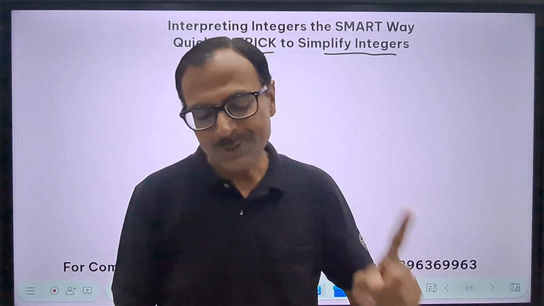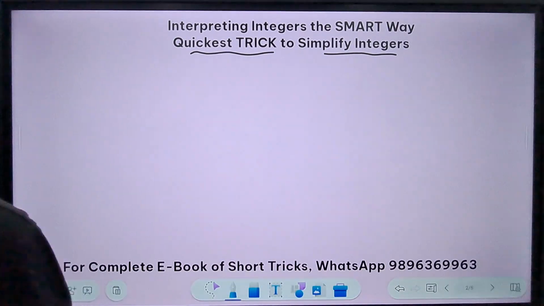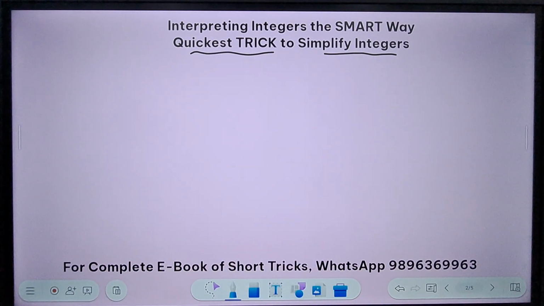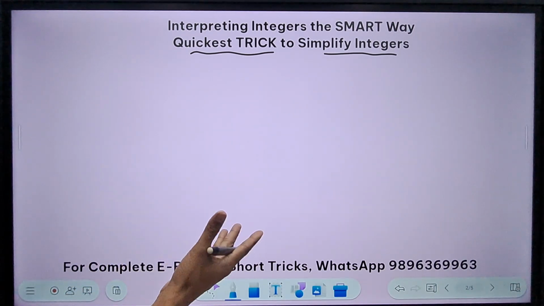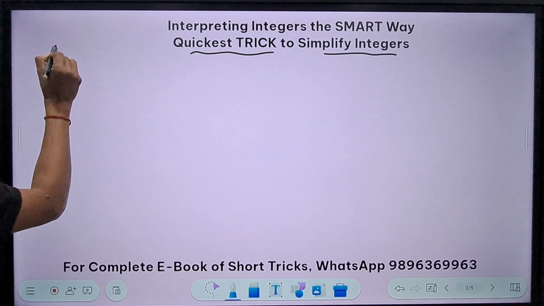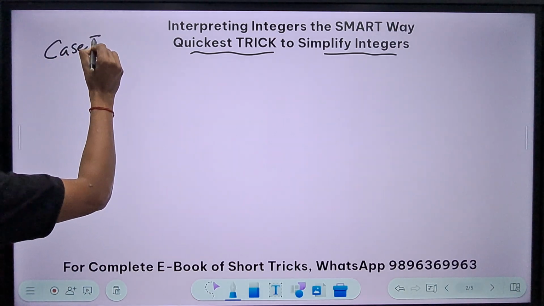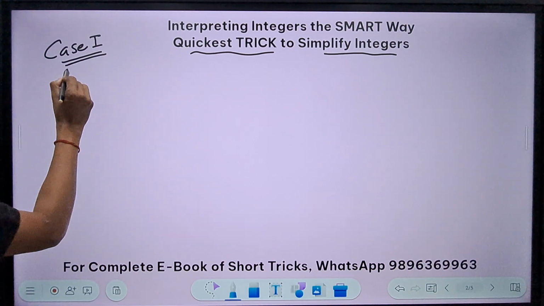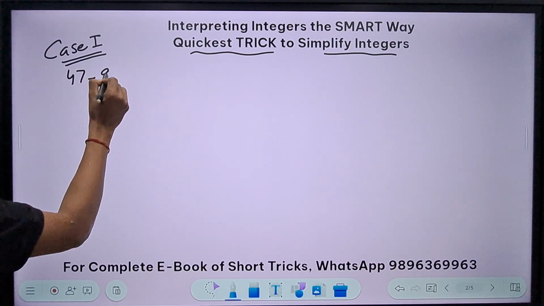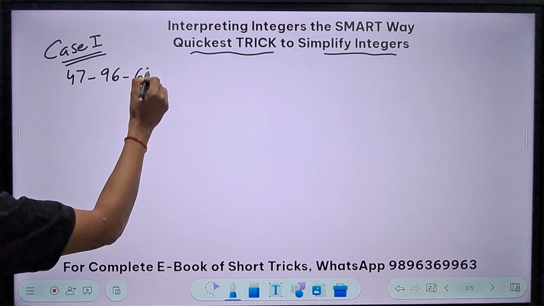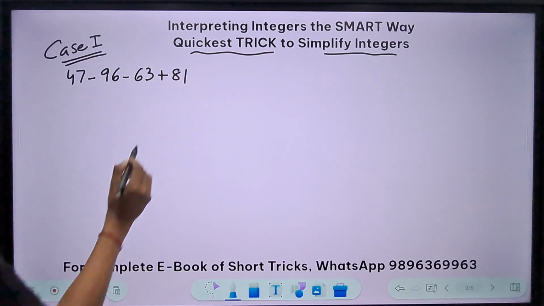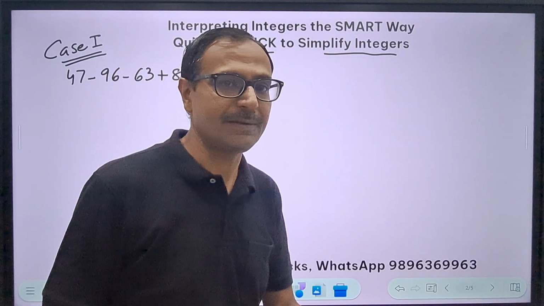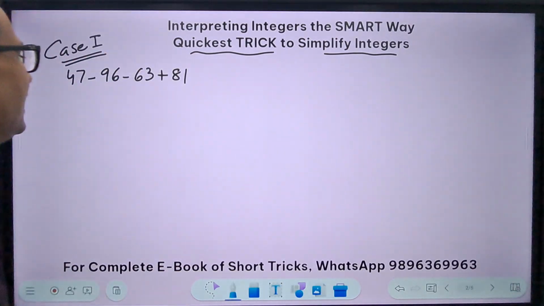Application part. So let's see how we can handle the 3 small integers or even 4 small integers. Let's take an example starting from 4 itself. 3 integers will be very easy for you. So this is case 1. Now I'll tell you why I call this case 1 after I take the example. Suppose I have to do 47 minus 96 minus 63 and plus 81. Now see, I am calling this case 1, there is a reason. Look for that.